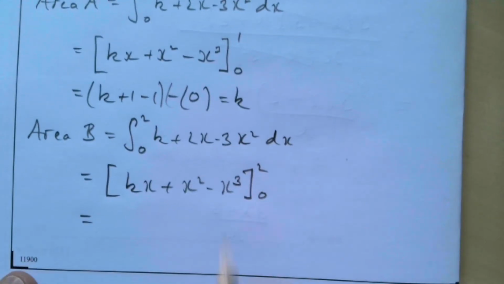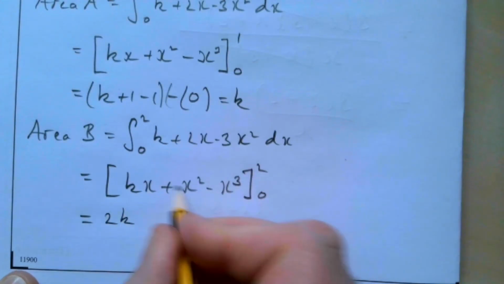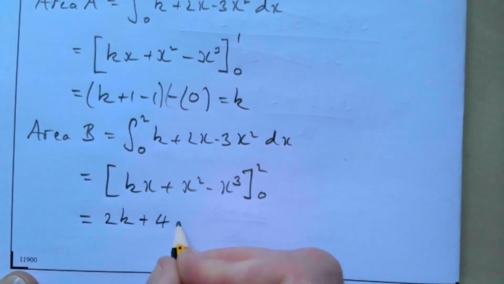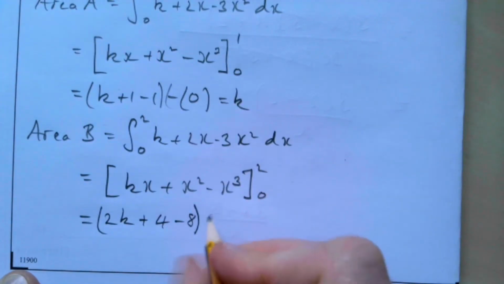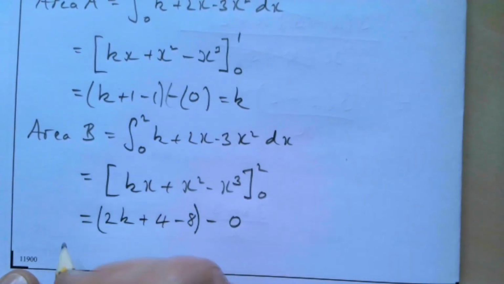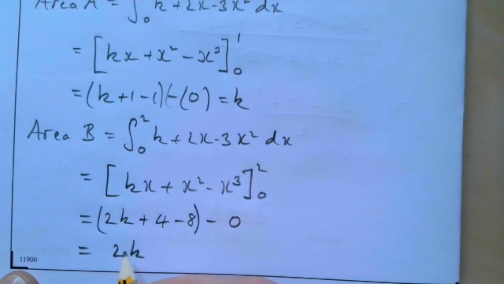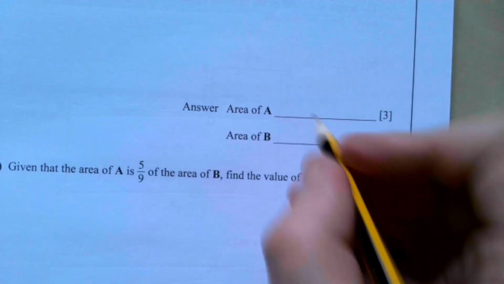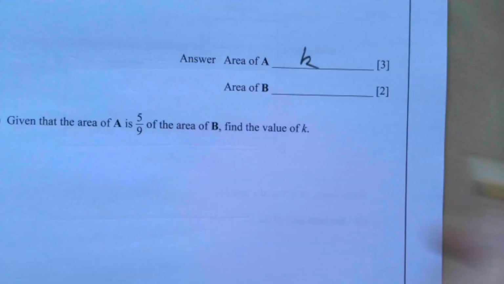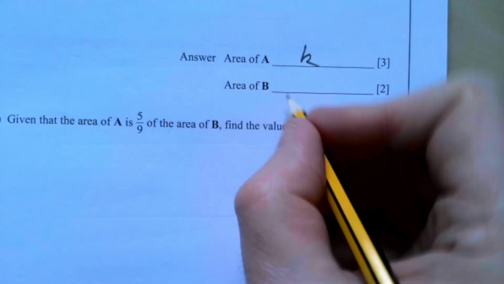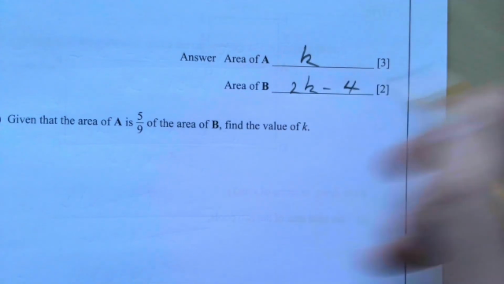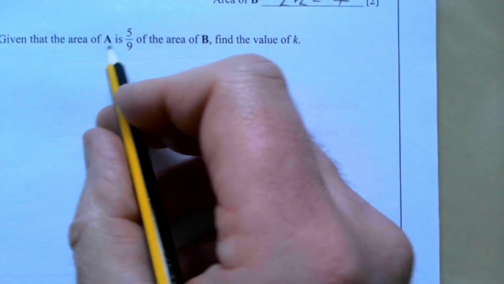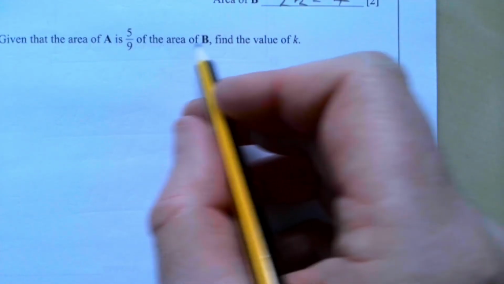If I substitute in 2 here, I get 2k plus 4 minus 8, and then take away 0. That gives me 2k minus 4. So I might just substitute those answers in there. The area of A is just simply then k, and the area of B is 2k minus 4. Given that the area of A is 5/9 the area of B, find the value of k.